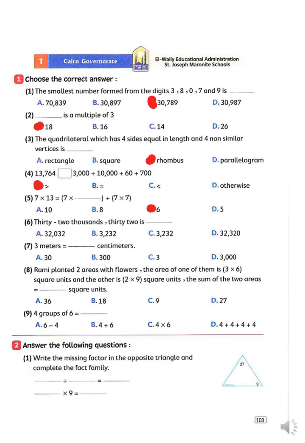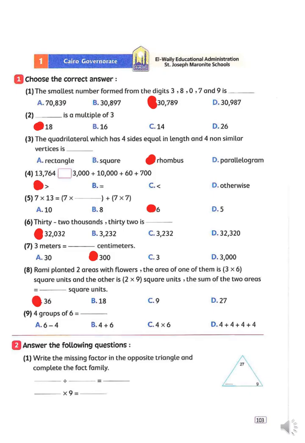The next question, 32,032. 3 meters equals 300 centimeters. Rami planted 2 areas with flowers. The area of one of them is 3 by 6 square units and the other is 2 by 9 square units. The sum of the 2 areas equals 36.